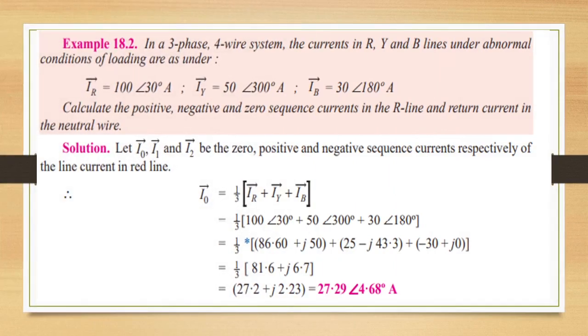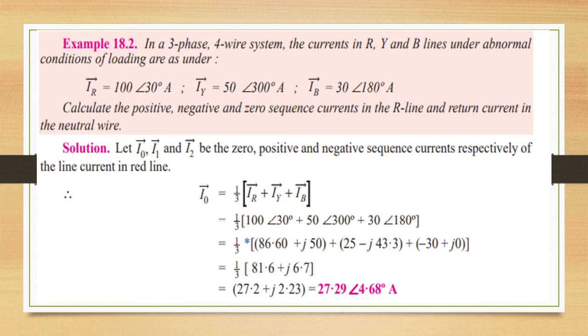So in a three-phase four-wire system, currents in R, Y and B lines under abnormal conditions of loadings are as under. IR is 100 angle 30 degrees amperes, IY is 50 angle 300 degrees amperes and IB is 30 angle 180 degrees amperes. Calculate the positive, negative and zero sequence currents in the R line and the return current in the neutral wire. So let us see the solution here.